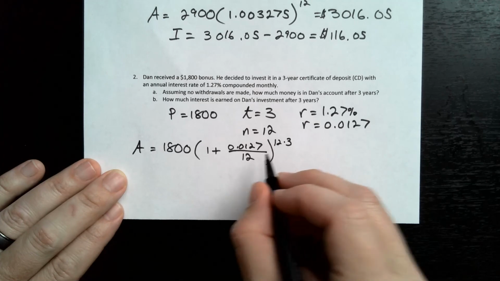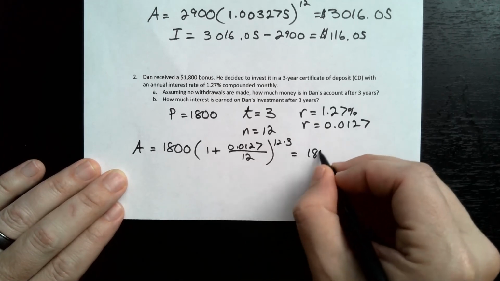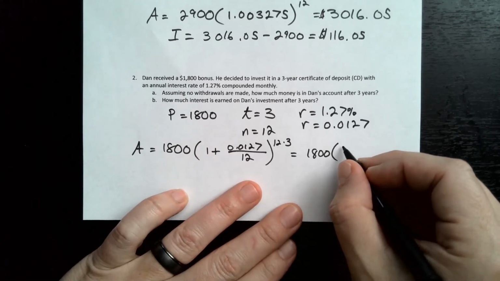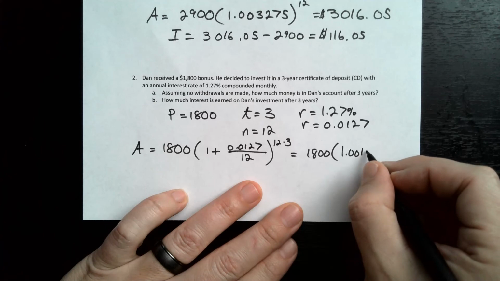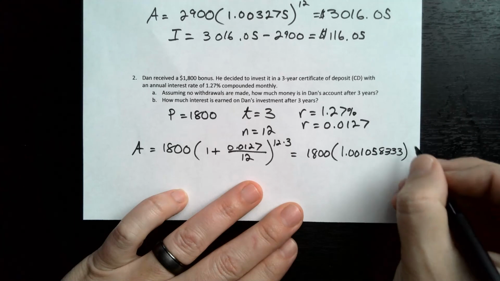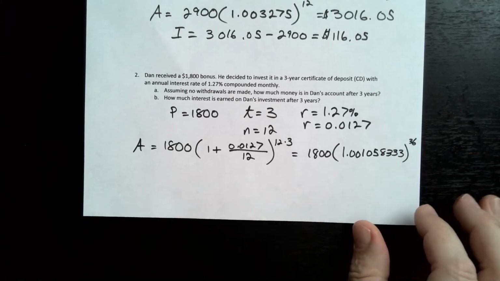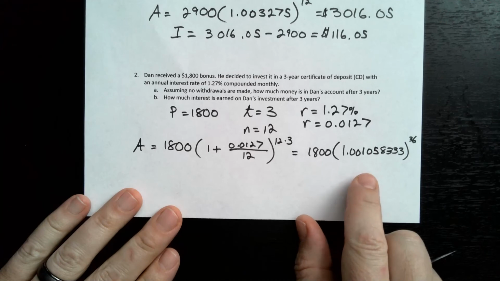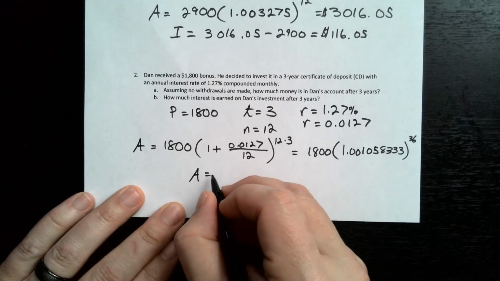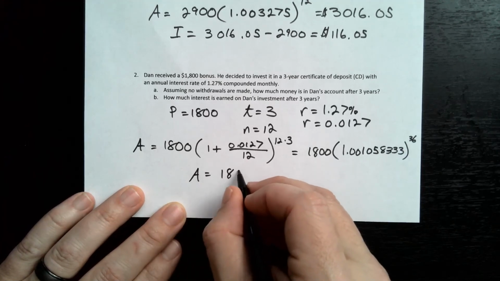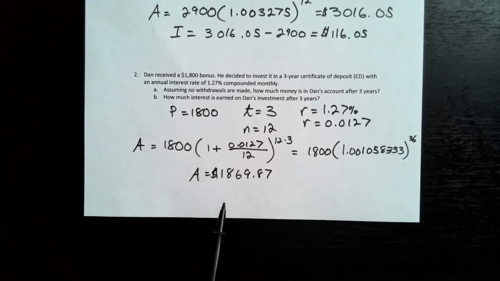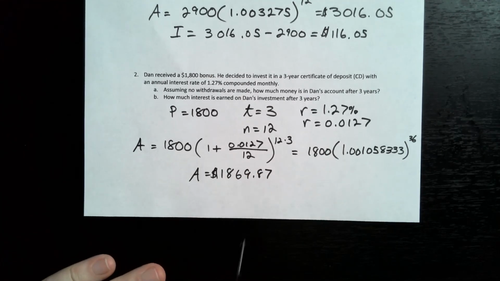Okay, if you do this inside stuff, so you get 1,800 times, put this stuff on the inside of the parentheses in your calculator, do not round, 1.0010583333, all raised to the 36th power. Okay, and then when you type that whole thing in, you get A is equal to $1,869.87. Okay, so after 3 years in the CD, this is how much money that Dan has.